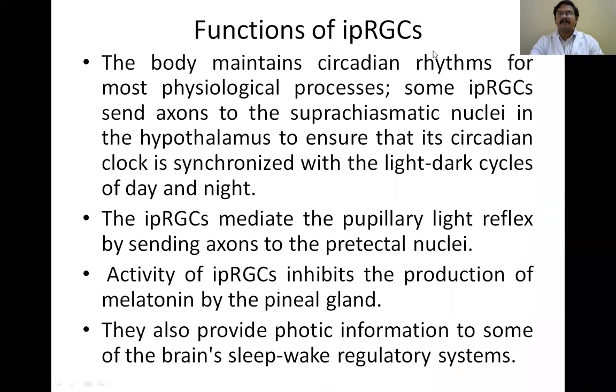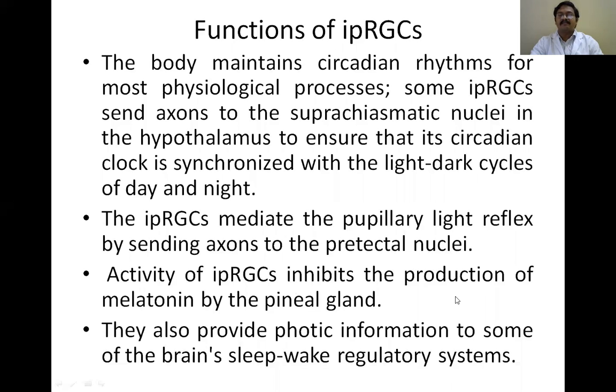The functions of the intrinsic photosensitive retinal ganglion cells are, first, that they maintain the circadian rhythms. They send axons to the suprachiasmatic nucleus of the hypothalamus, which ensures that the circadian rhythm is synchronized with the light and dark cycles of day and night. These cells also mediate the pupillary reflex by sending axons to the pretectal nucleus. So they play an important role in the circadian rhythm and the pupillary light reflex.